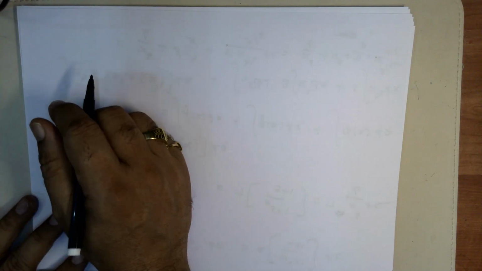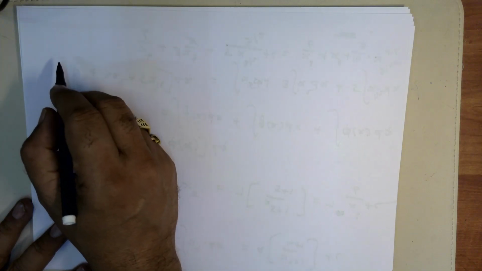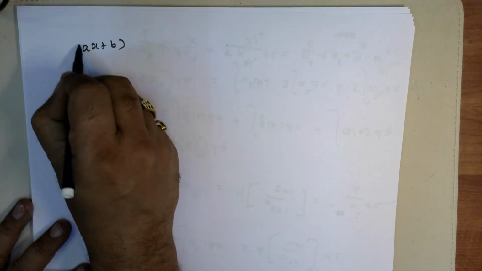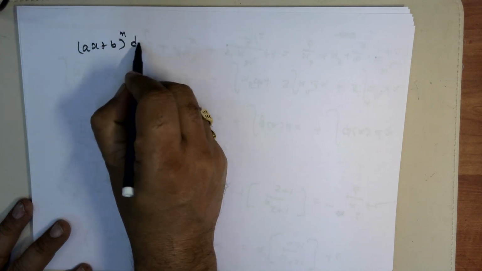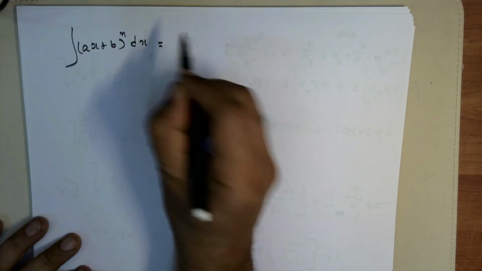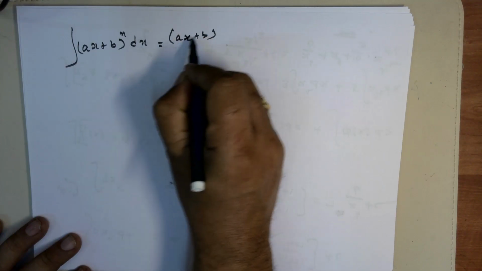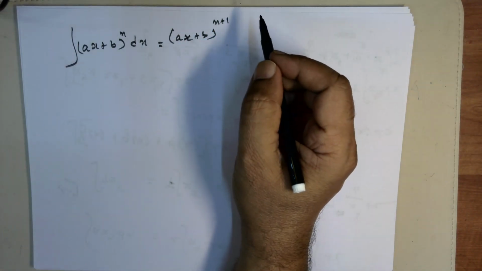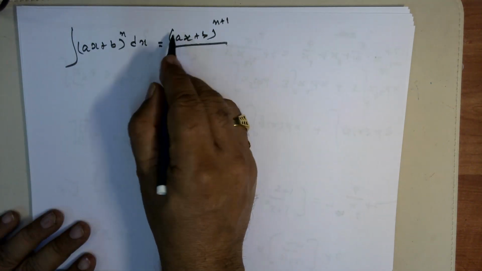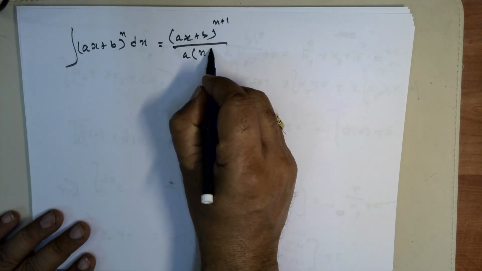Now let us proceed to the next problem. The integral of ax plus b whole power n of dx is given by ax plus b whole power n plus 1, divided by, you must include this a also, a into n plus 1.